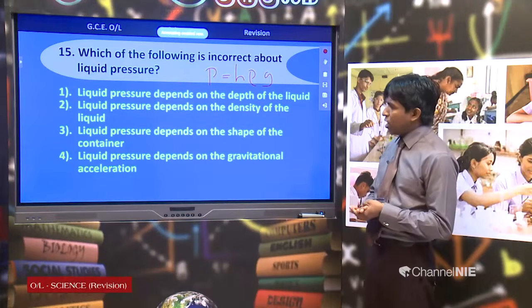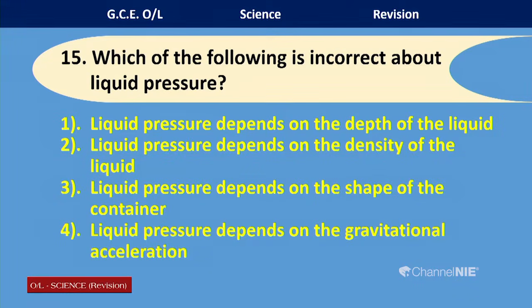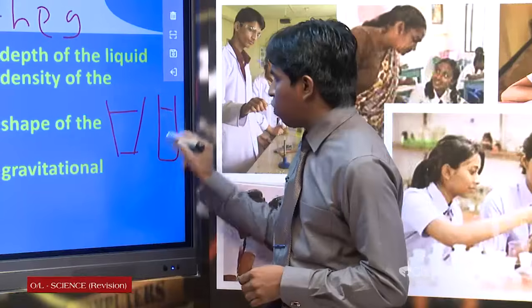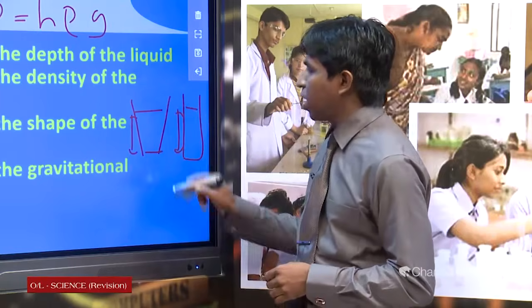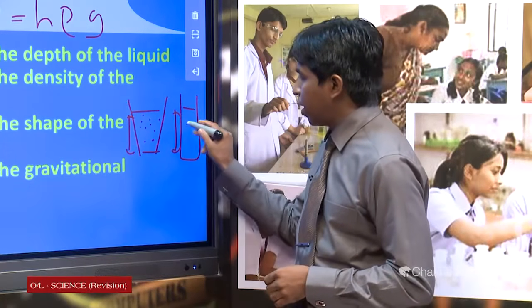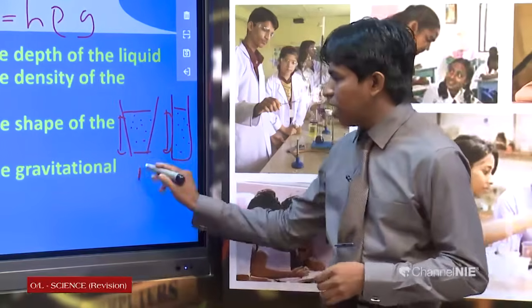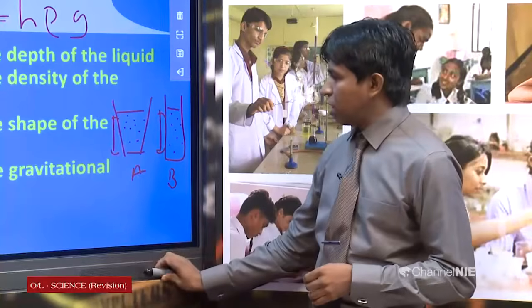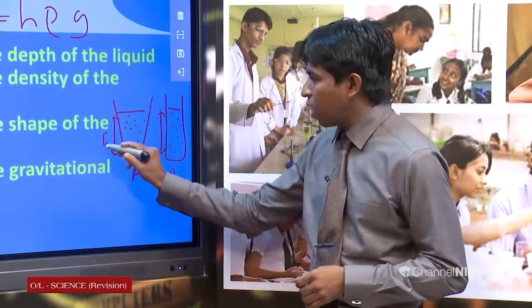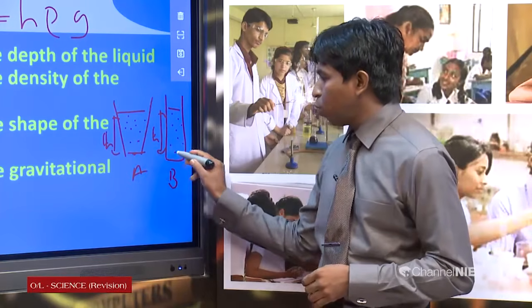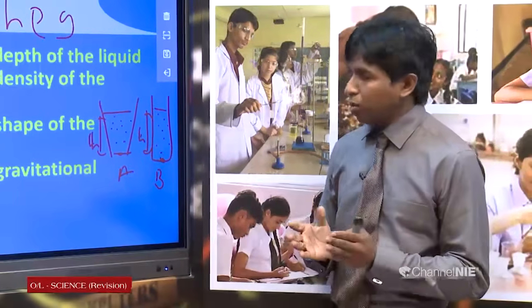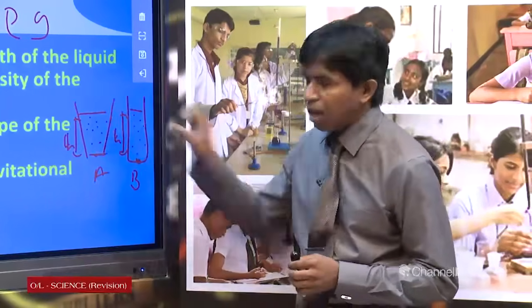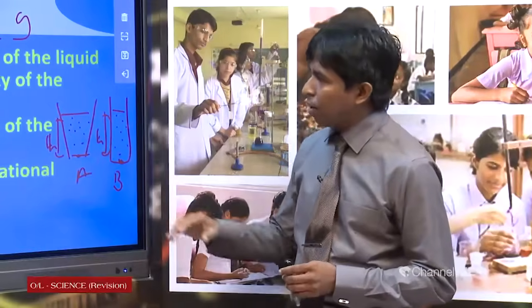Number 3, liquid pressure depends on the shape of the container. Remember, liquid pressure does not depend on the shape, whether you fill to the same height in different containers with different volumes, the pressure acting at the base of both will be the same if the vertical height is the same. It does not matter the shape of the container or the volume of liquid inside. If both A and B contain the same liquid, the density will be the same. If we assume the vertical height H is the same, then the pressure acting at the base will be equal. Therefore, liquid pressure does not depend on the size or the shape of the container. It depends on the vertical height of the liquid, density of the liquid and gravitational acceleration.